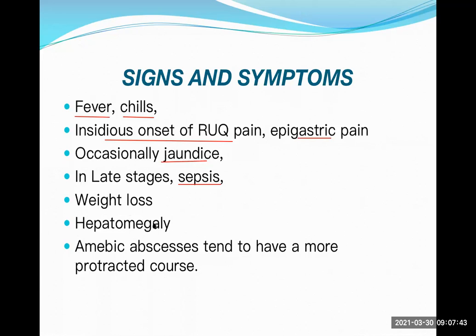the course is a protracted one, meaning a chronic one. Amebic liver abscess is a chronic type of abscess compared to the pyogenic one. Sometimes the patient may be a bit asymptomatic as well, and it may remain there for a longer duration if treatment is not provided.